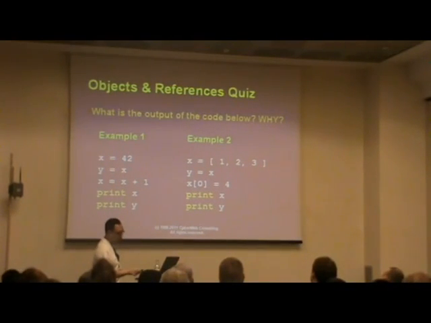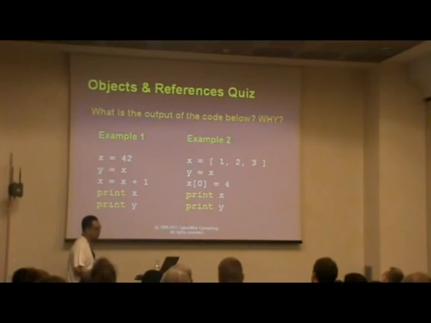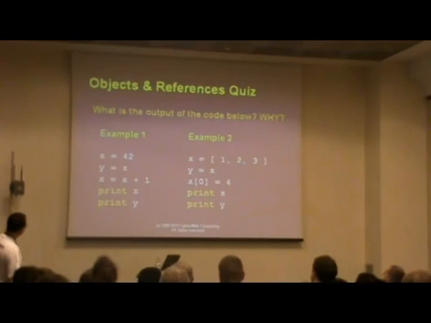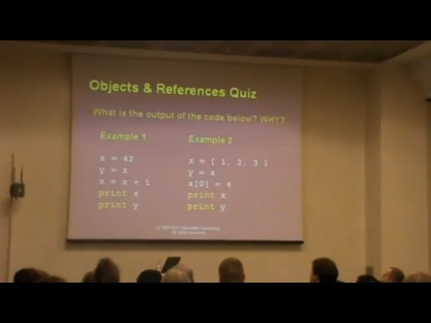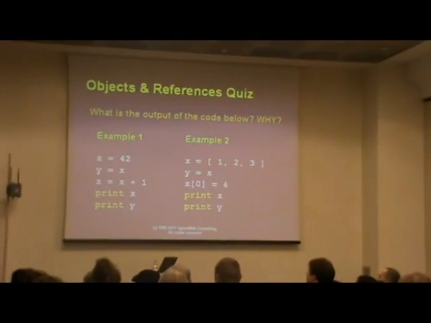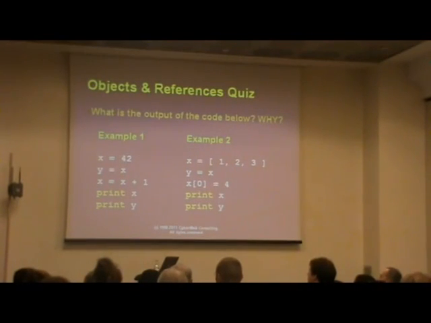All right, so what's the answer to the first one? Okay, 43 and 42, that makes sense, right? If I had a whiteboard here, I would pretend I was the Python interpreter. That's how you figure out what the code does. You have to be Guido.